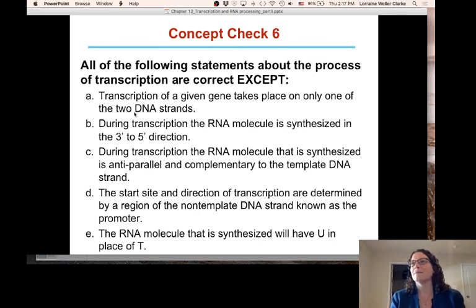All right. So all the following statements about the process of transcription are correct, except... there's a lot of reading here, huh? But let's remember about transcription and the directionality and all that kind of stuff, okay? Yeah, take a minute to read. Any ideas?